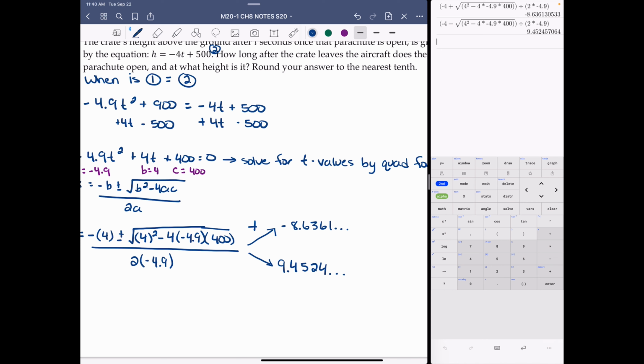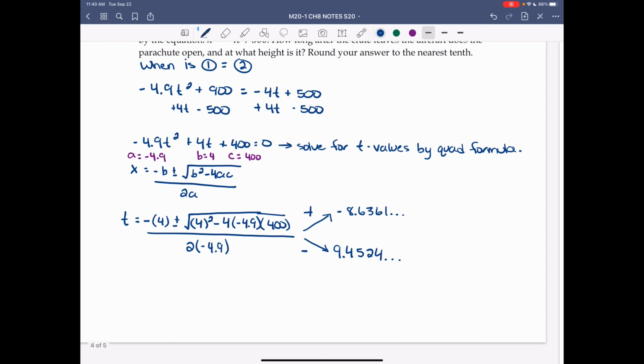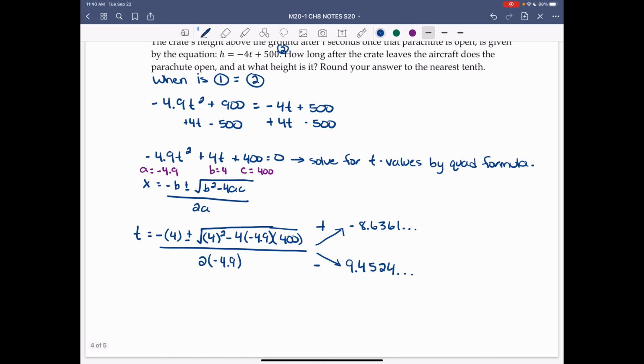Okay, so thinking about what these answers mean. Well, it's t for time, so this is a time. Can we have a negative time? Nope. So that's out. Can't have negative time. So the only solution that makes sense in this case is a t value of 9.4524... This would be the time in seconds, I believe.